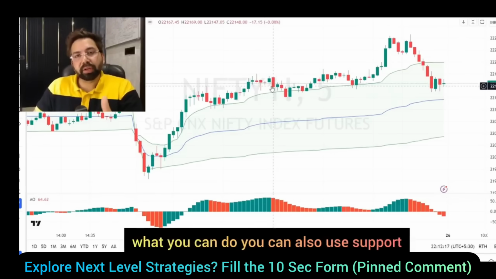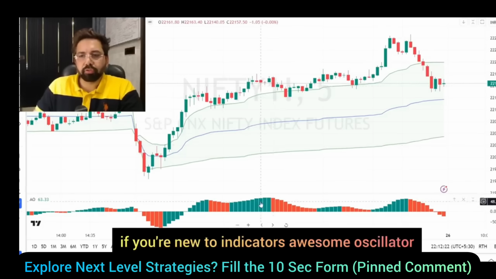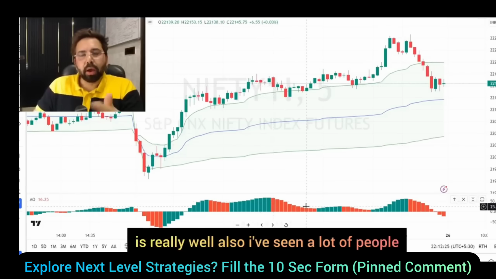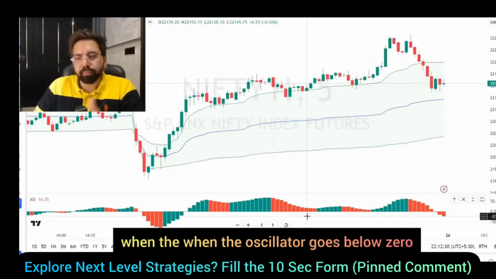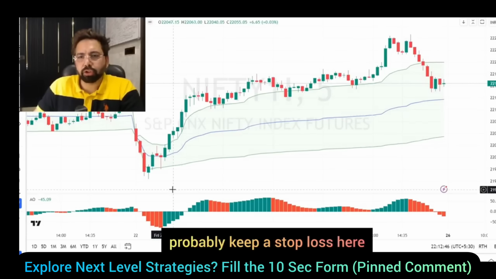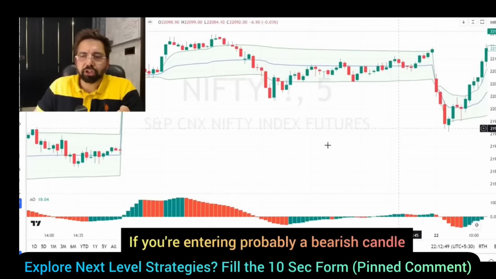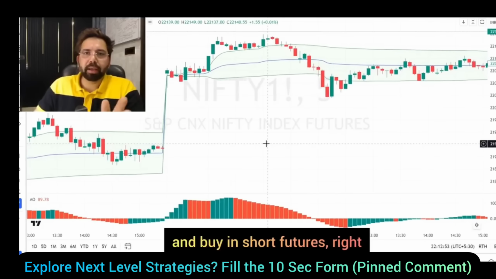You can also use support and resistance. It works really well in intraday. You can use pivots if you want to. But if you're new to indicators, Awesome Oscillator works really well. Also, I've seen a lot of people exit when the oscillator goes below 0. By the way, the stop losses in this are very tiny. If you're entering here, probably keep a stop loss here. If you're entering on a bearish candle, you can keep it just below it. That's always absolutely fine.